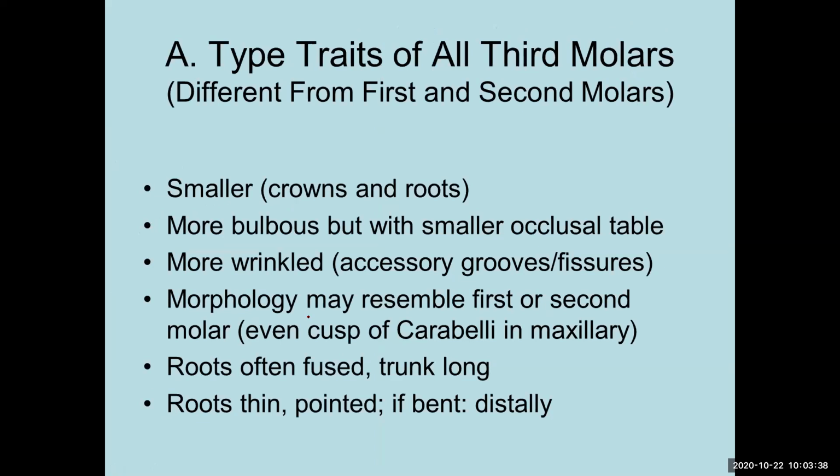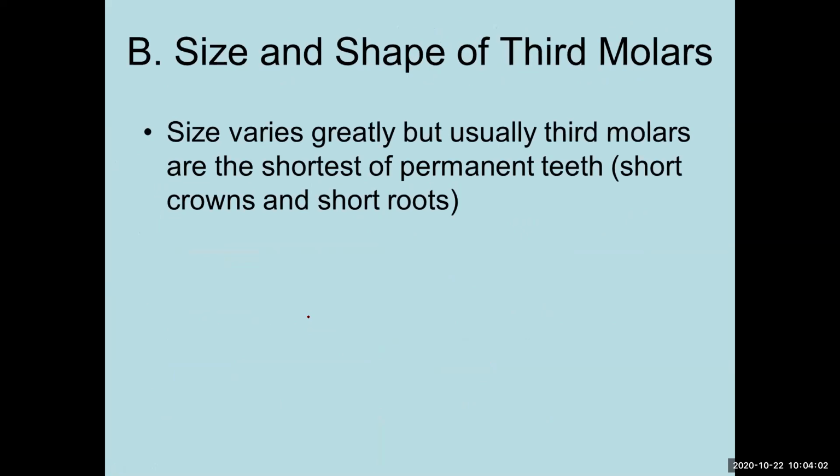They're more bulbous. They're more wrinkled. Okay. They've got more secondary and tertiary anatomy. So they're more wrinkled. They don't have that primary anatomy. The roots are often fused. They have a long trunk and the roots are thin, pointed, and if bent, they bend distally. The size varies greatly. Usually third molars are the shortest of the permanent teeth because of a short crown and a short root.